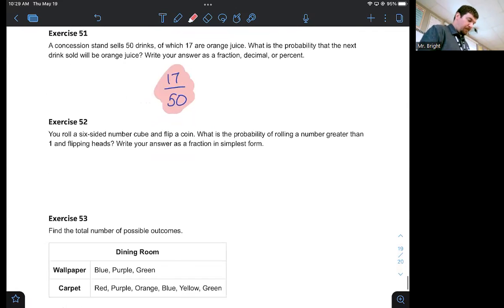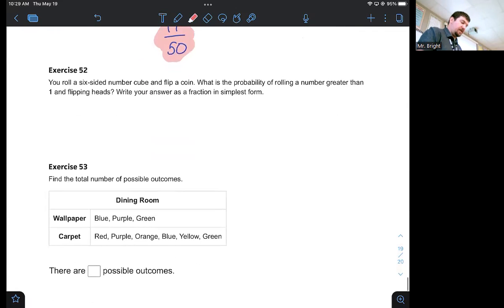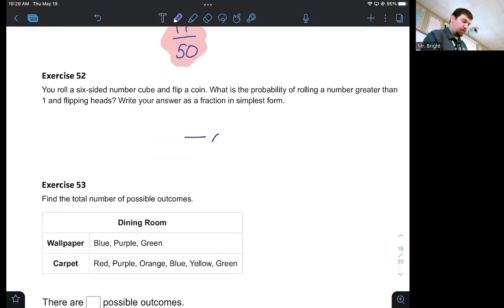Number 52. You roll a 6-sided number cube and you flip a coin. How many events is that? 2. So how many fractions? Yep, we went from simple probability to compound probability. Just means we're going to multiply them together. And we're multiplying because the fundamental counting principle says that's what we do when we get our probabilities.